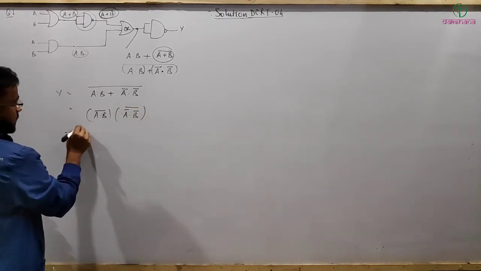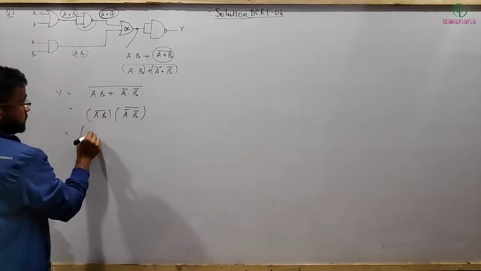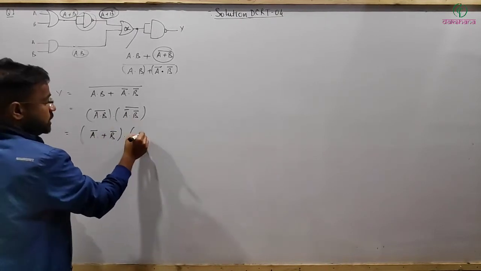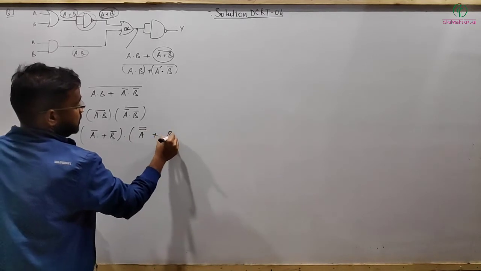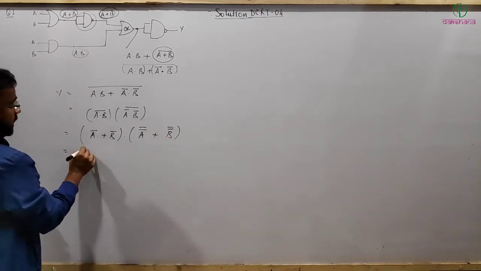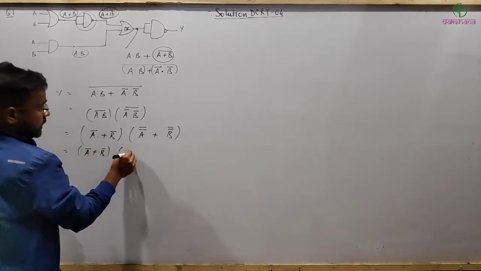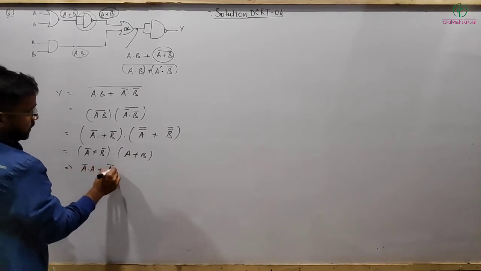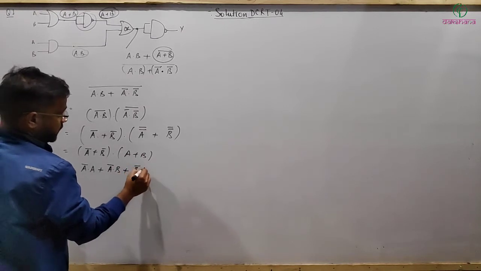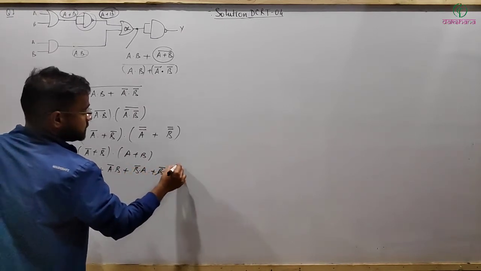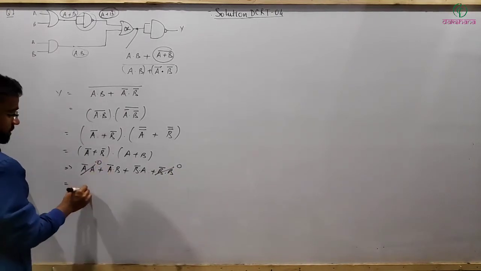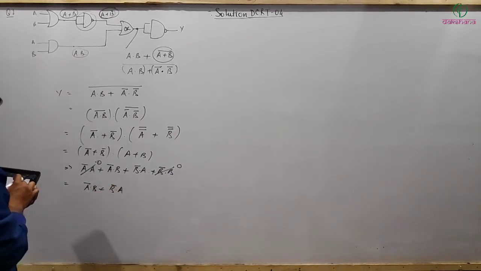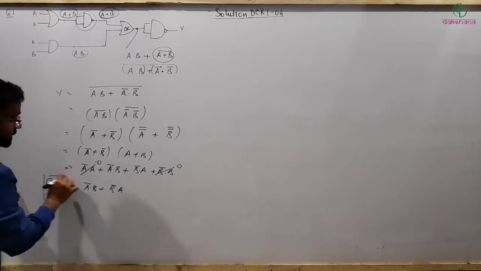Now this can be expanded. A dot B NOT is A bar plus B bar, and A bar dot B bar NOT is A bar bar plus B bar bar, that is A plus B. Finally we have A bar plus B bar dot A plus B. Multiplying it, it comes out to be A bar dot A plus A bar dot B plus B bar dot A plus B bar dot B. The first is 0 and the last is also 0, and we are left with A bar dot B plus B bar dot A, and this output matches with option number 2. So this is the answer to question number 1.